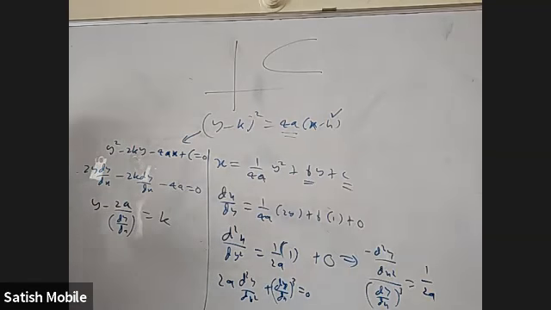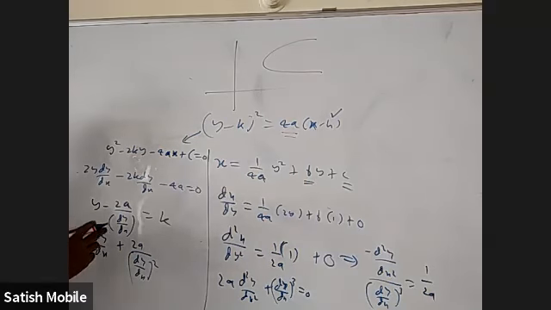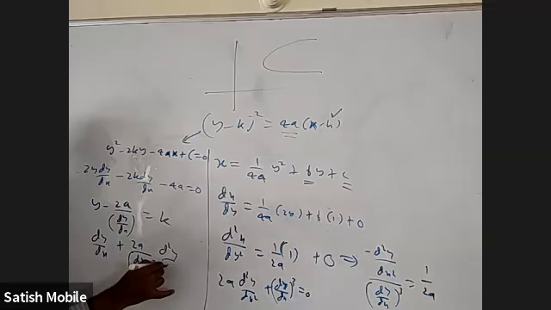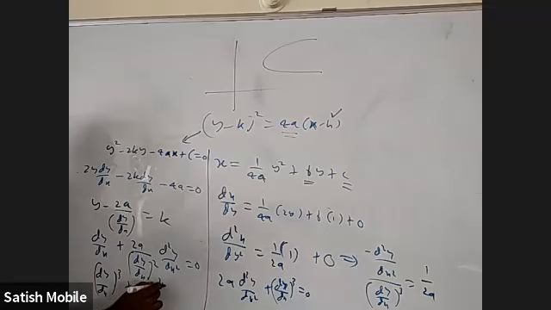Somebody can even do it like this. Send this one this side, divide with dy by dx, and 2 will be left. Now differentiate it. What is the derivative of y by dy by dx? What is the derivative of this? This one plus 2a by dy by dx whole square into the derivative of dy by dx, which is d square y by dx square, equal to 0. Simply bring this one here, done. You got dy by dx whole cube plus 2a d square y by dx square equal to 0. Same answer, right?